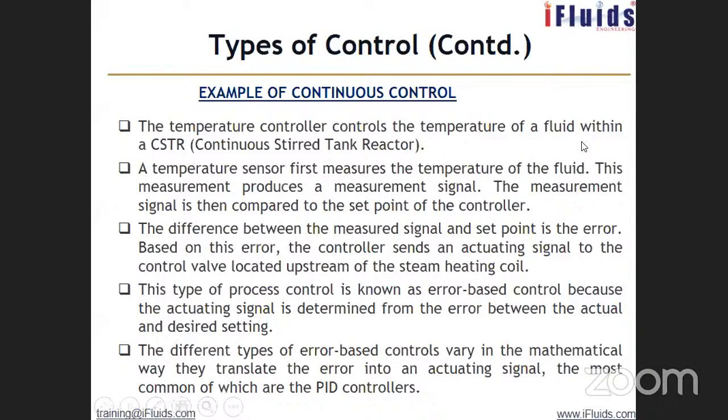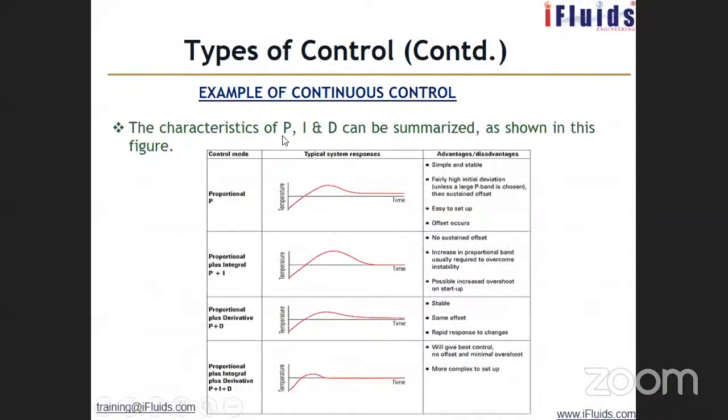When the outlet temperature is exceeding the set point, it will go and reduce the steam flow. If the outlet fluid temperature is less, it will open the steam valve more and allow more steam and increase the heating in the vessel. So this is a continuous control on the temperature.